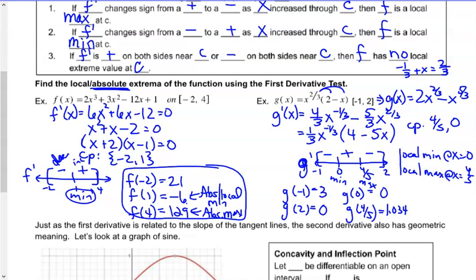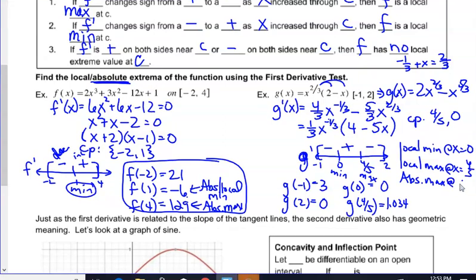So what is our max and what is our min? Well, this would be our absolute max, and these would be my absolute mins. So absolute max at x equaling negative 1, and we have absolute mins at x equaling 0 and 2. So this would be my entire conclusion for that problem.